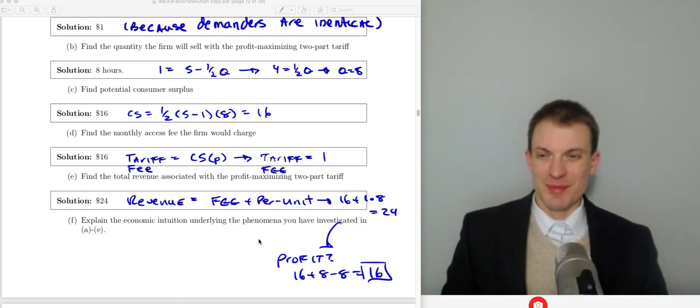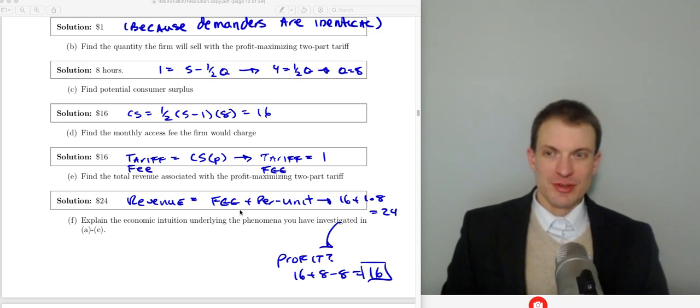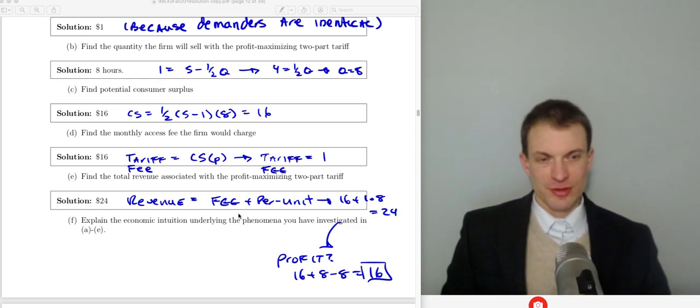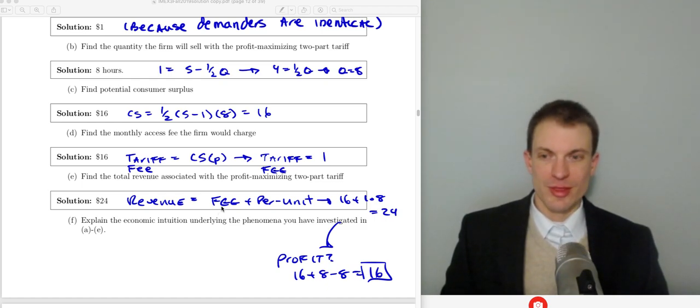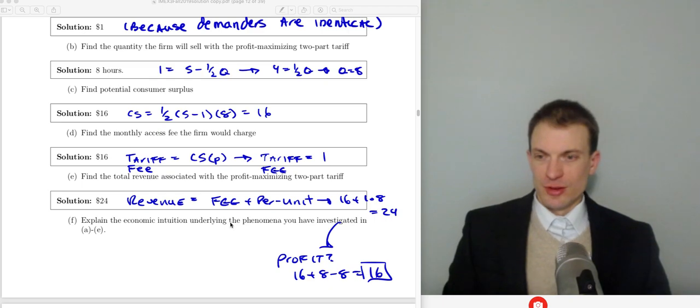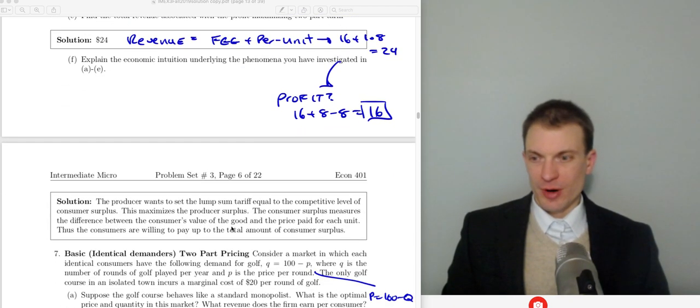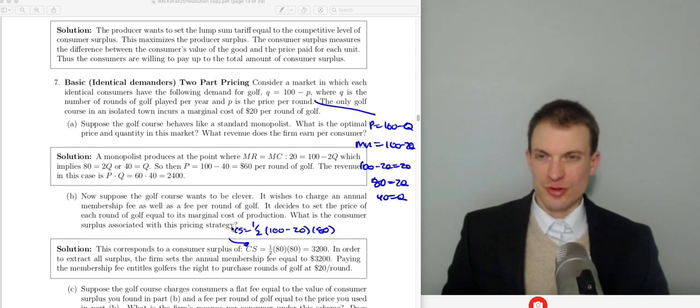Okay, explain the economic intuition. This is two-part tariff with identical demanders. Because we have identical demanders, we can maximize consumer surplus by setting price equal to marginal cost, and then we can fully extract that surplus by charging this fixed fee. And we know consumers are going to pay this because this is the only way they're going to have access to the good. There's no other way to access the good apart from this structure.